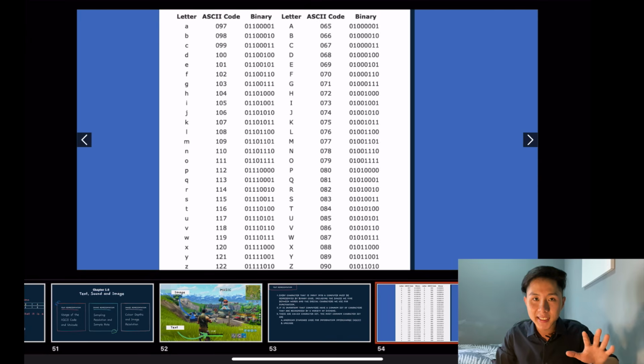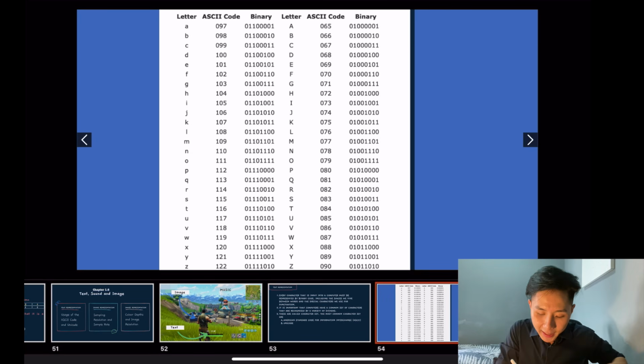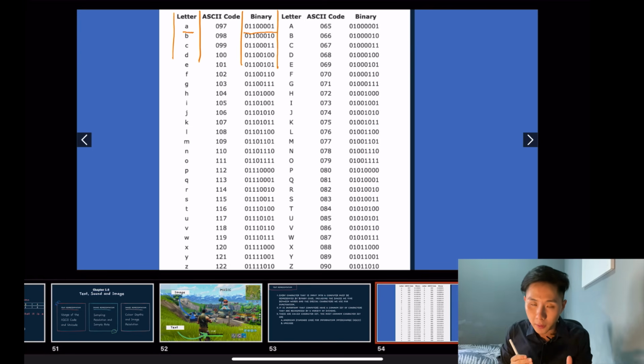So let us look at these images here. It is the ASCII code table, in which you can see that each letter here is represented by certain binary. For instance, the binary 0110001 represents the character A. And so on and so forth. By using this method, the computer can understand that the character that we are typing is A because it can read the binary 0110001. Okay, so that's how computer can read text. This is called the ASCII code.